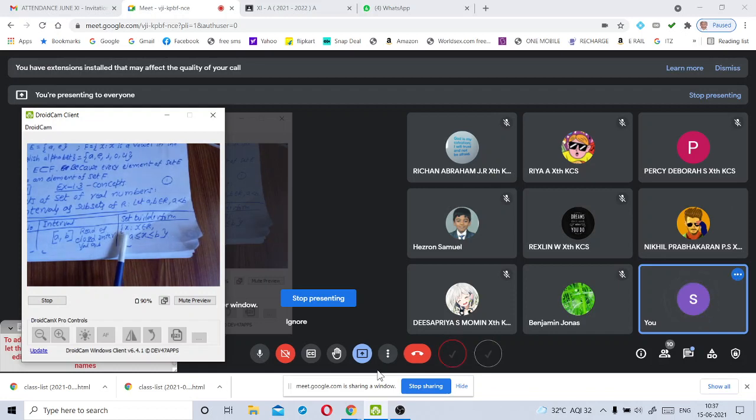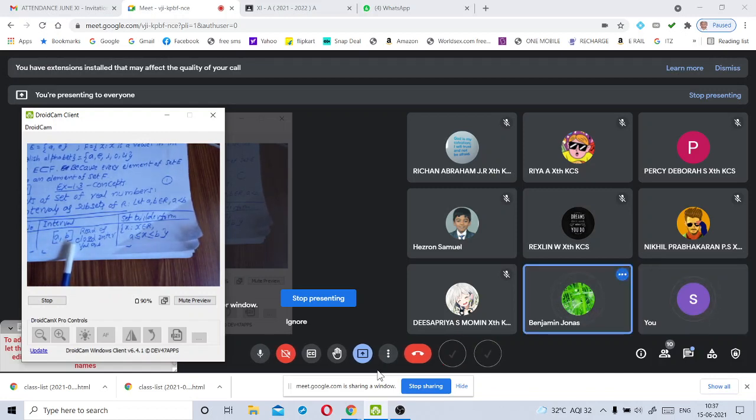Read this one. Set of all x such that x belongs to R, a less than or equal to x, x is less than or equal to b. Now, Benjamin, my dear Benjamin, read this interval.